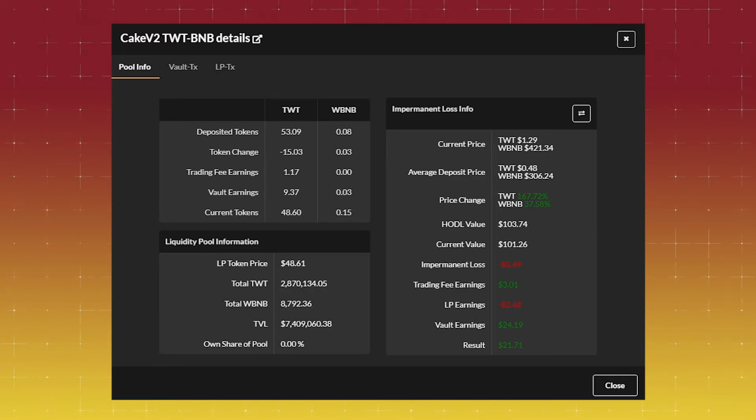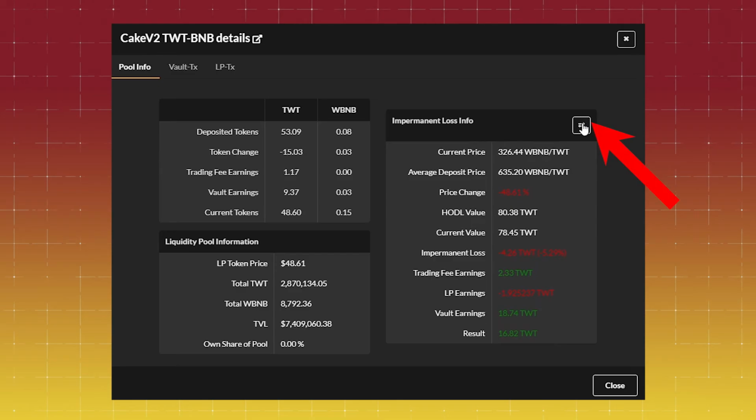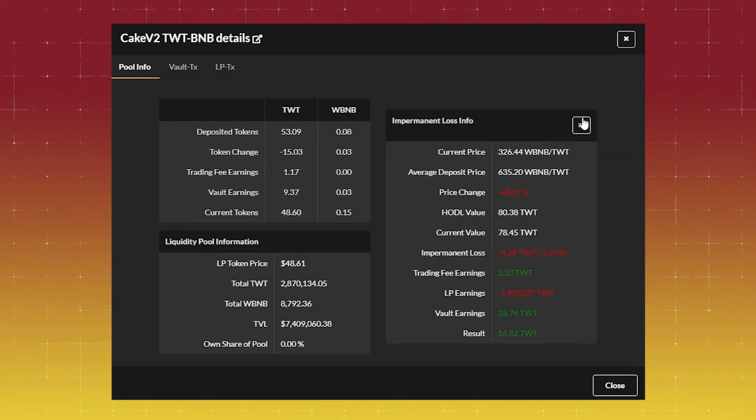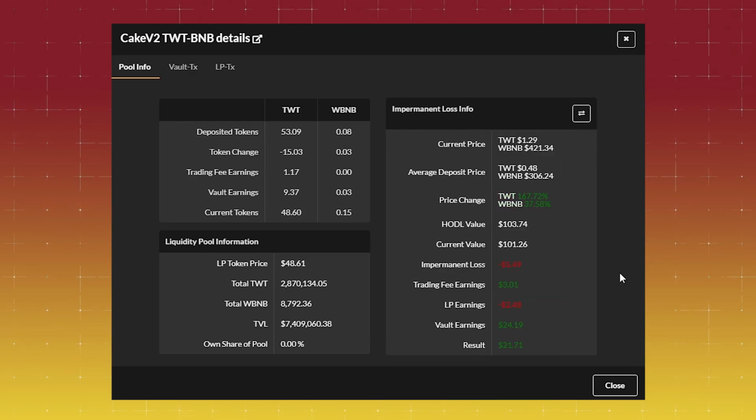For LP tokens in farming the information is displayed differently. Here information is shown for two tokens and general information of the pool. On the right we can see the current price for tokens in this pool, the average price of the deposit and the price change in percentage. The amount of impermanent loss and earnings from commissions when exchanged by other users in this pair of tokens are also indicated. Also with this button we can change the display for the LP token or individual tokens. In this case TVT or BNB separately.